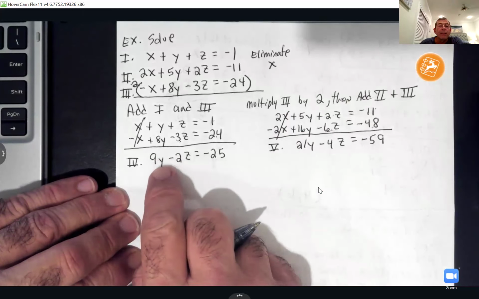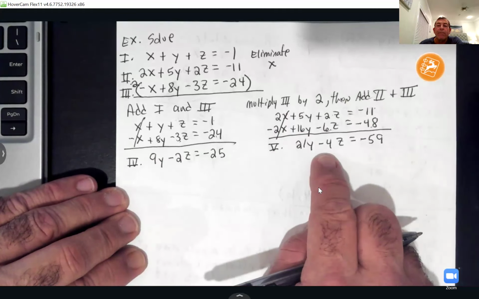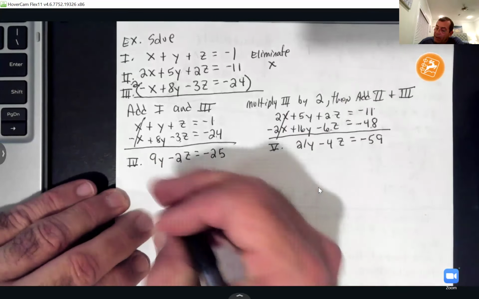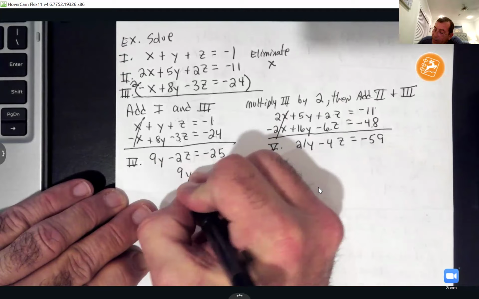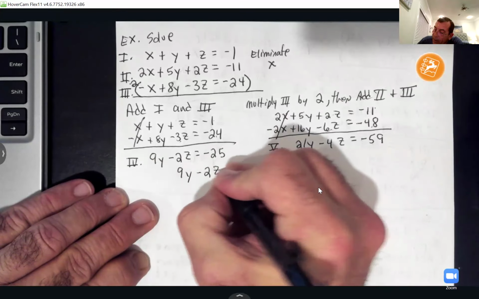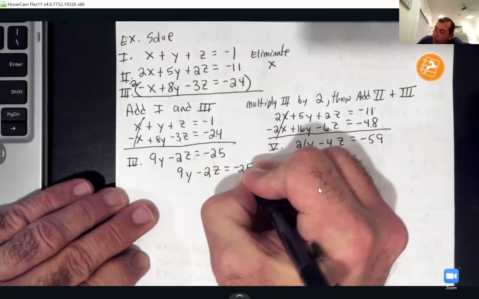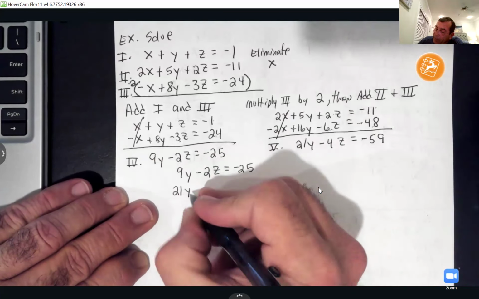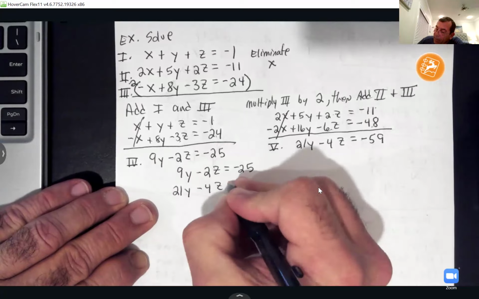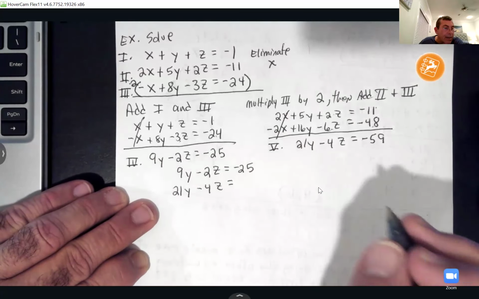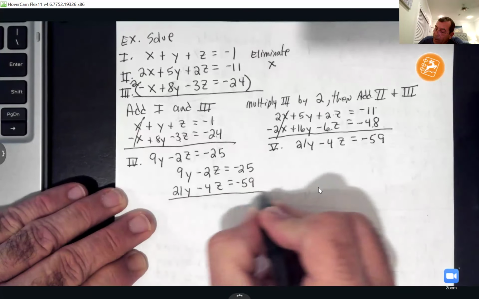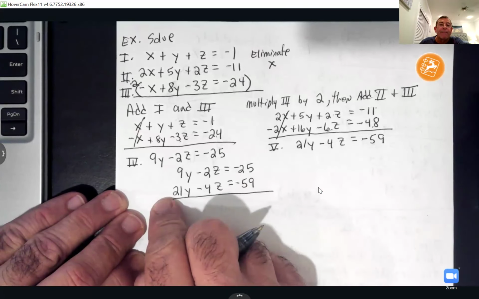But look at this. Equation 4 and equation 5 both have a y, a z, and an answer. So we're going to put them together now, and we're about to solve this two-variable system. And that was a -59. So remember, this is 4 and 5.